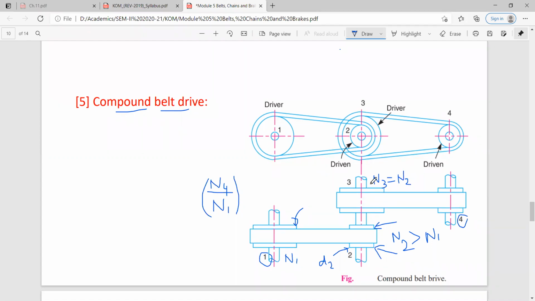Again, you can see the diameter of the third pulley is more as compared to the diameter of the fourth pulley. So you will have the RPM of the fourth pulley greater than N3.